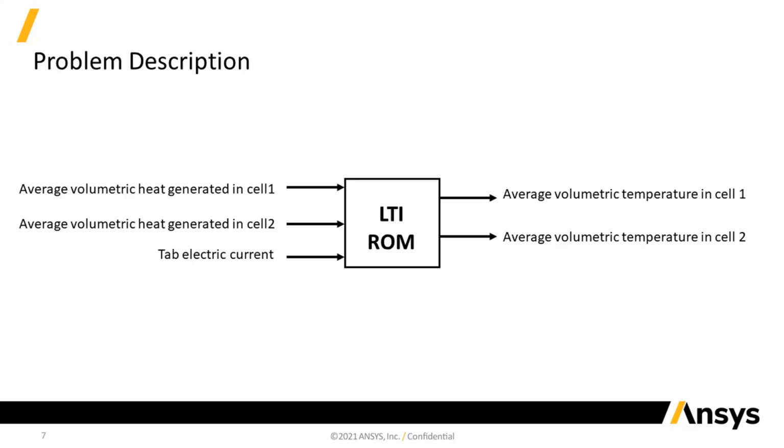Before generating an LTI ROM, we must decide the inputs and the outputs to the ROM. In this demo, I have 3 inputs: average volumetric heat generated in cell 1, average volumetric heat generated in cell 2, and tap electric current. The outputs of the ROM are average volumetric temperature in cell 1 and average volumetric temperature in cell 2.